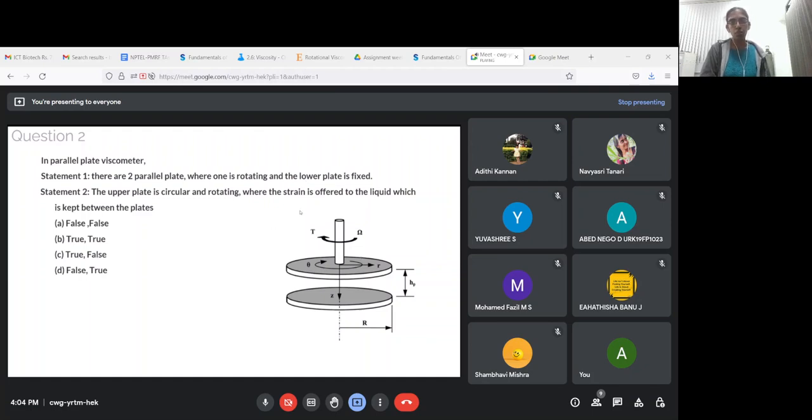So what about statement 2? Do you think it is true or false? True. Okay, so the upper plate is circular and rotating, which is true. What about the second half of the question, where the strain is offered to the liquid which is kept between the plates?